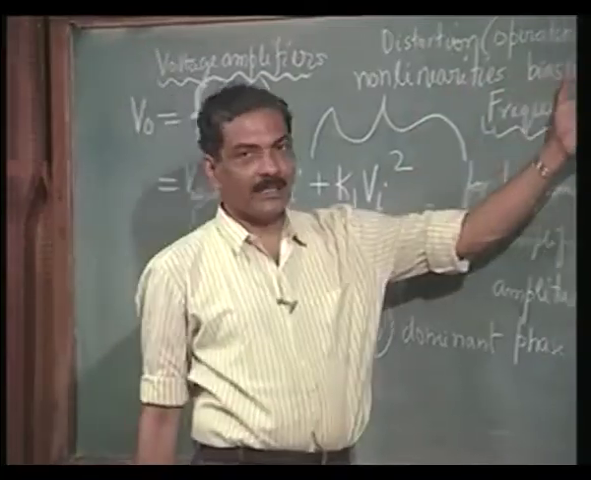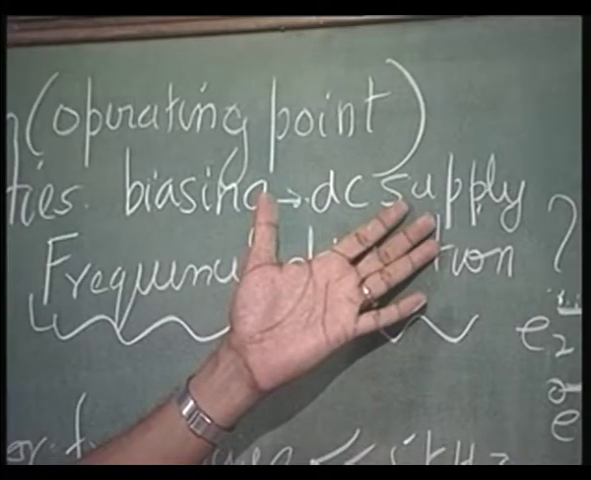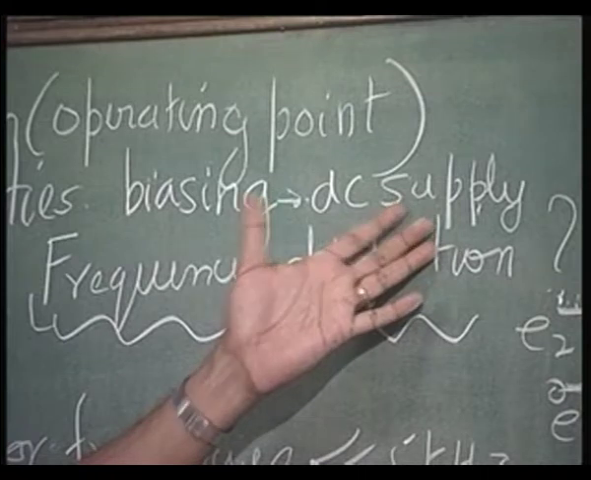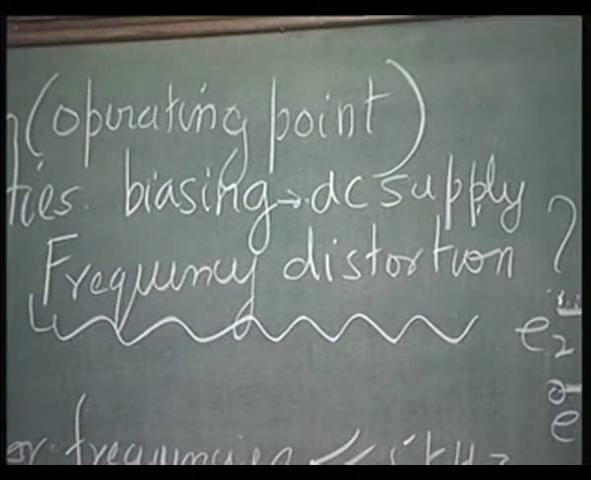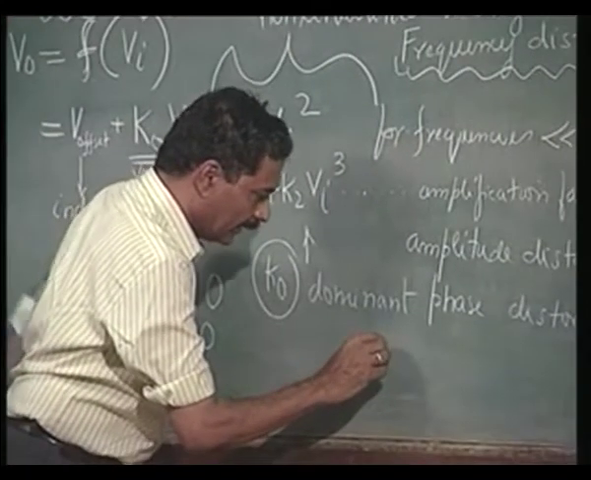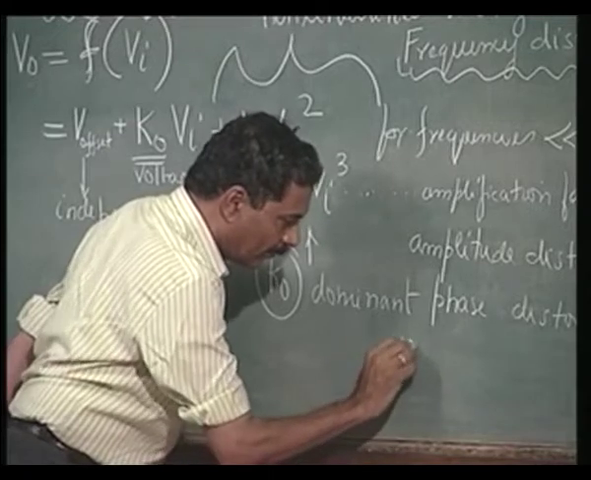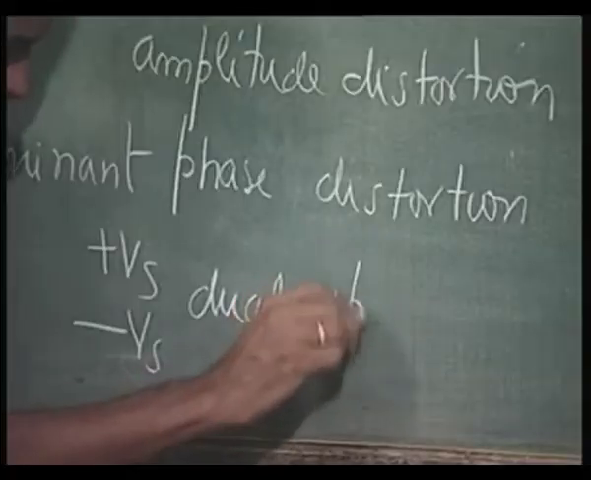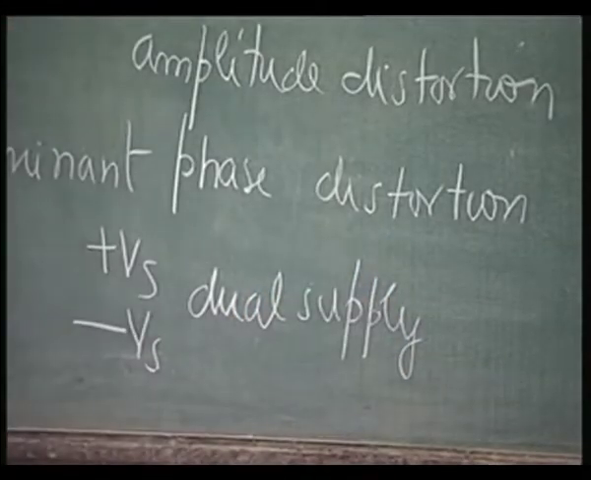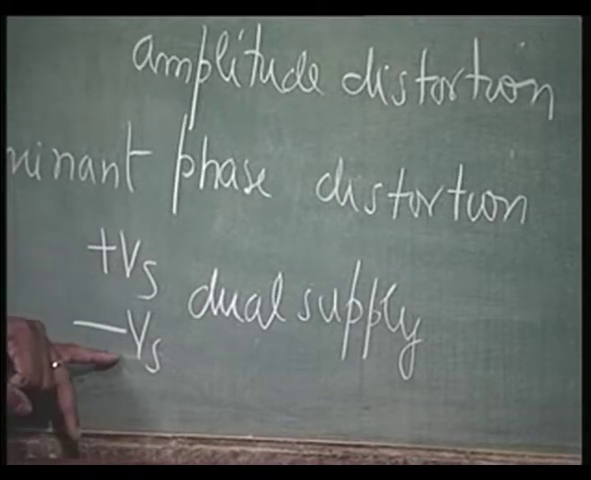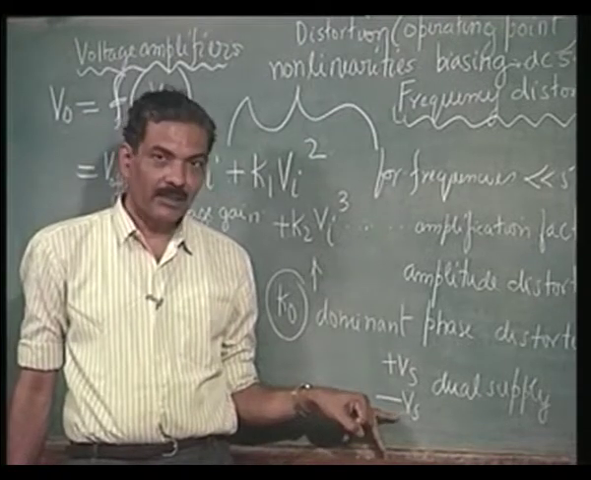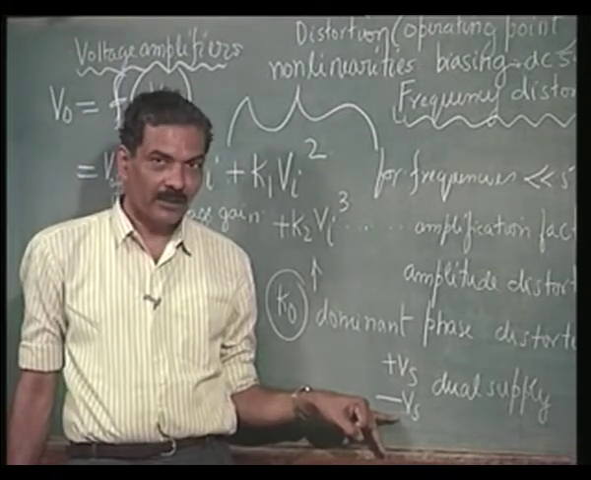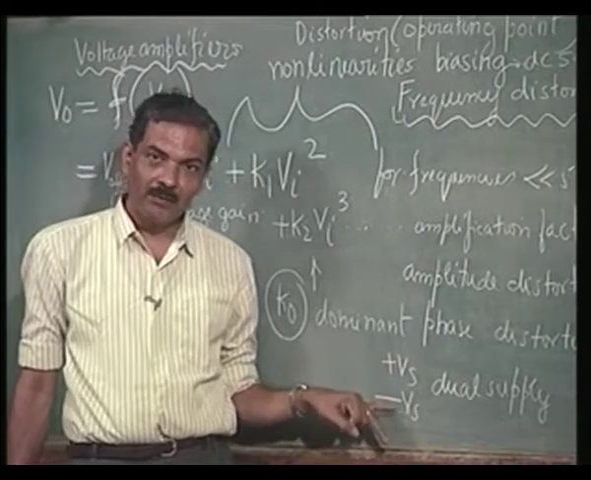So, this DC supply delivers the power required for biasing the amplifier. Let us say this DC supply is plus Vs and minus Vs, then it is called a dual supply. Why do you go for dual supply, plus Vs and minus Vs? Suppose the signal Vi could be positive or negative. Then, in order to obtain this, we have to have both plus and minus supplies.